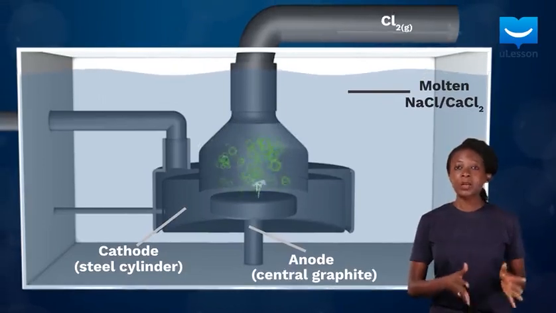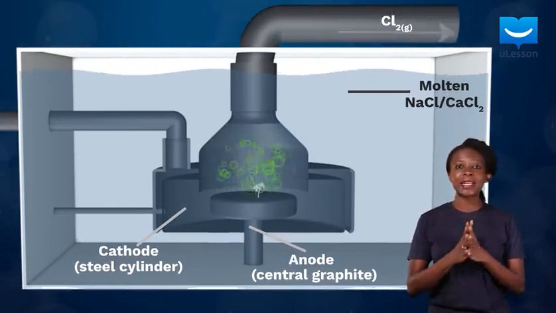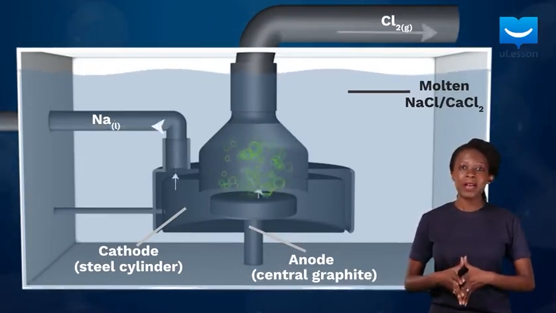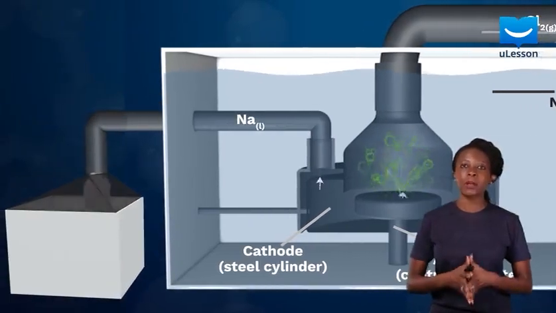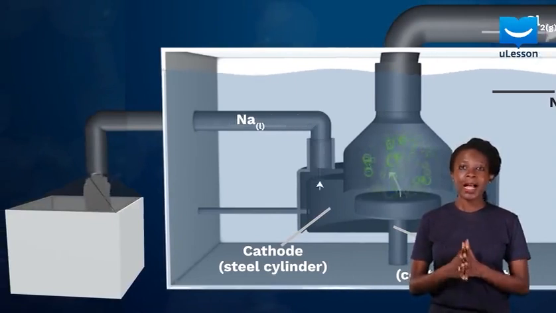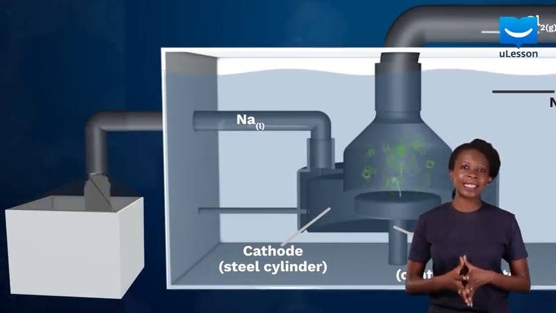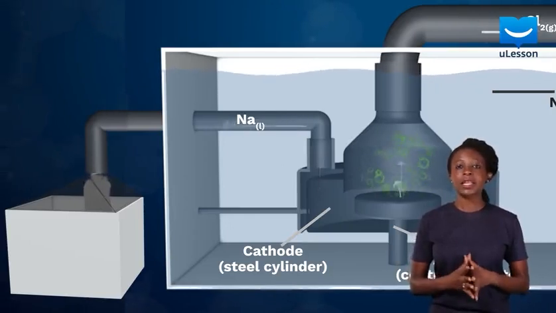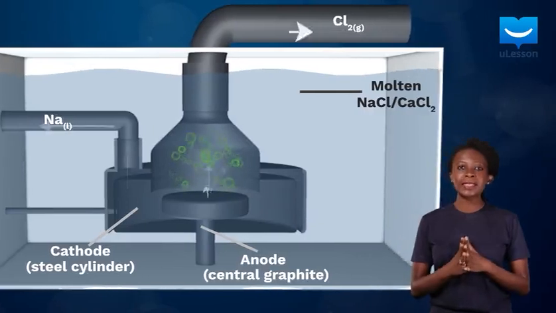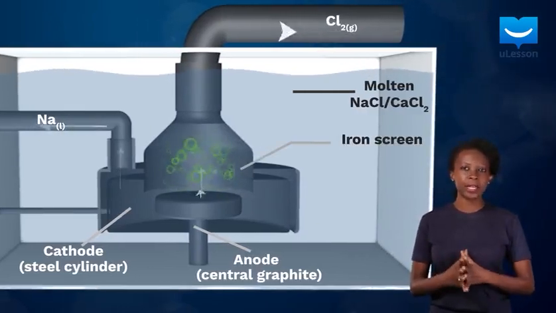At the anode, the chloride ions in the electrolyte are discharged, and this leads to the production of chlorine gas at the surface of the electrode. While at the cathode, the sodium ions in the electrolyte are discharged to form molten sodium, which floats to the surface of the electrolyte. As shown in the image, the molten sodium produced in the cell is then collected in a storage tank. The collection of the molten sodium and chlorine gas from the cell is possible because the steel diaphragm or iron screen prevents sodium from mixing with chlorine.